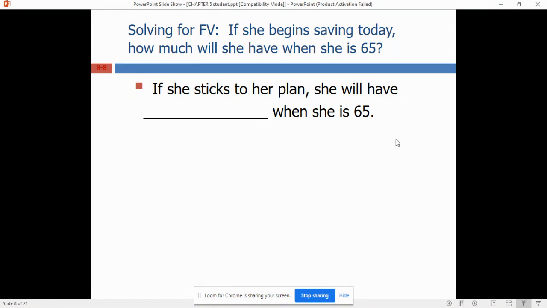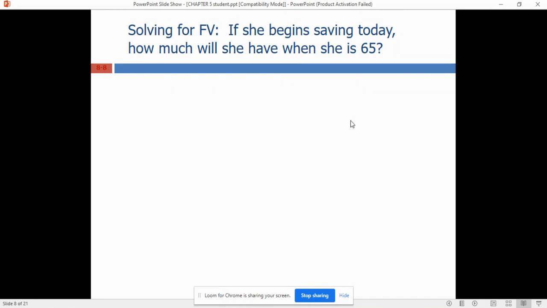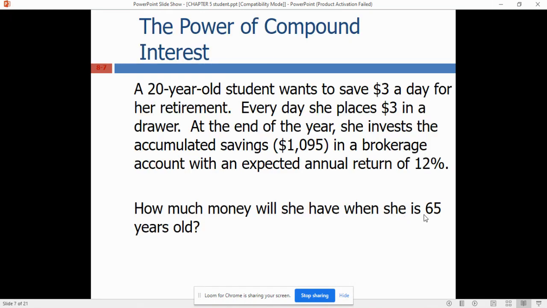It is when she's 65, right? When she's 65, therefore it is the future value. And are you keeping 1095 once or every year? It is every year, right? When the same amount repeats, that means this is an annuity question. So the question asks you to calculate not just future value, but a future value annuity.